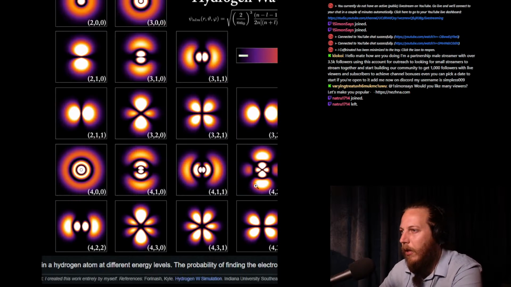The fields indicate the probability of an electron being found in a particular location around the nucleus of the hydrogen atom at any given time, given by the color. Okay, yeah, so it's most likely to be where the light is.